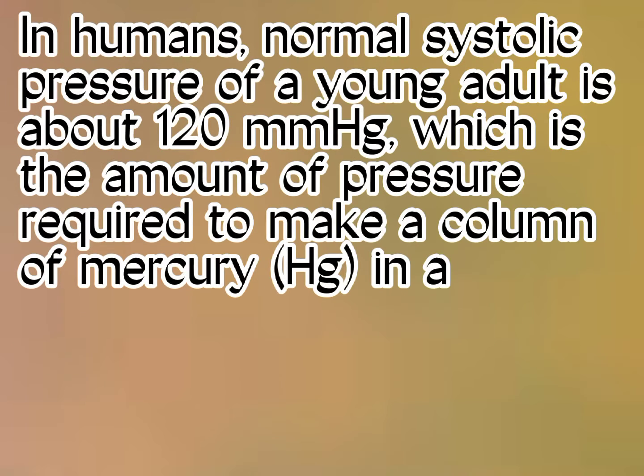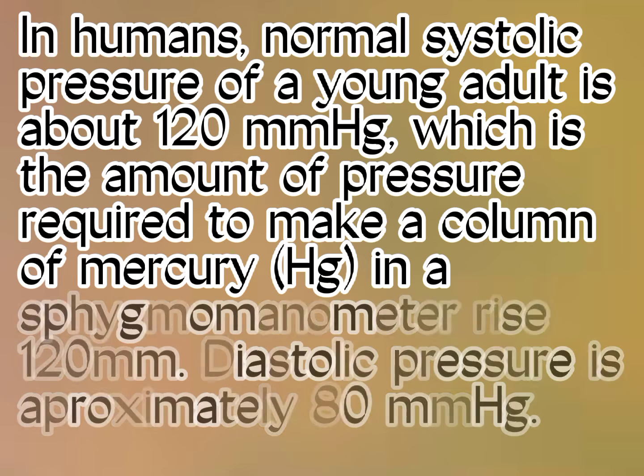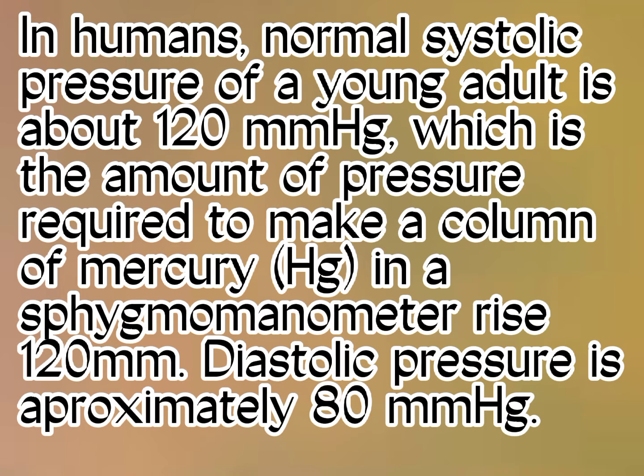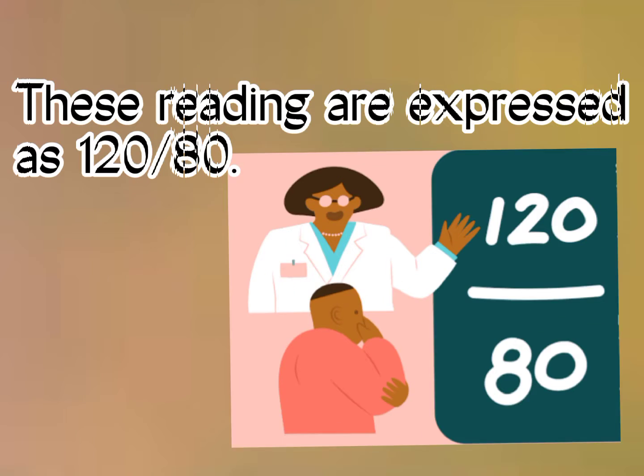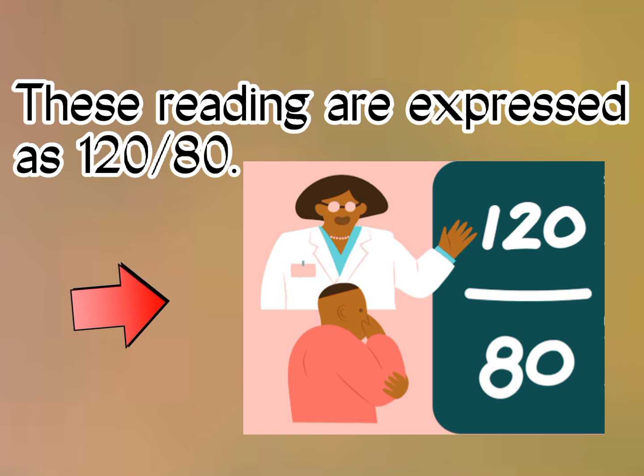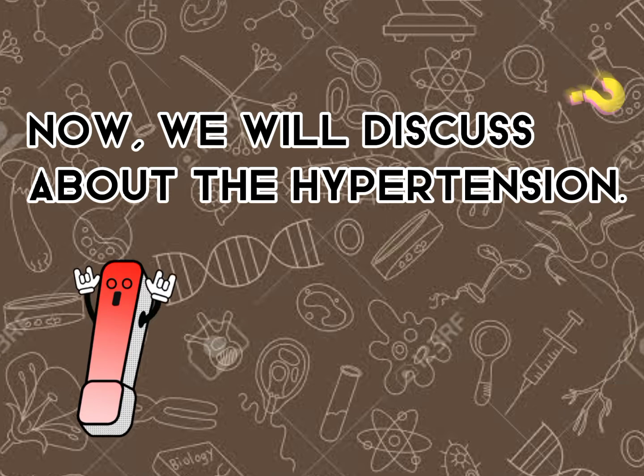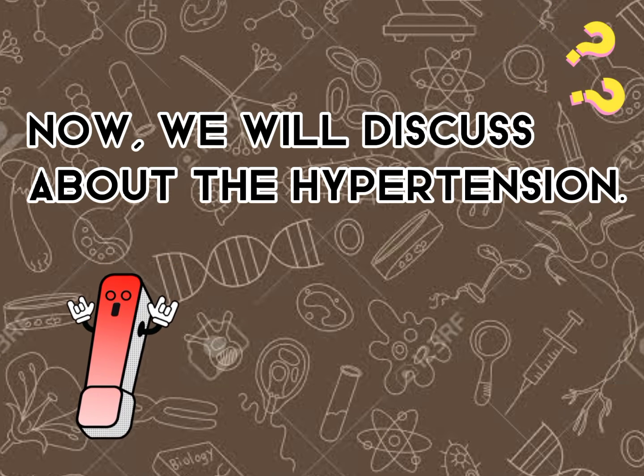In humans, normal systolic pressure of a young adult is about 120 mmHg, which is the amount of pressure required to make a column of mercury in a sphygmomanometer rise 120 mm. Diastolic pressure is approximately 80 mmHg. These readings are expressed as 120 over 80. Now, we will discuss hypertension.